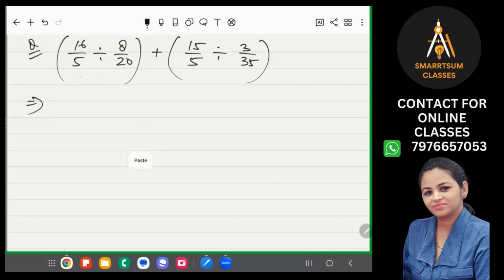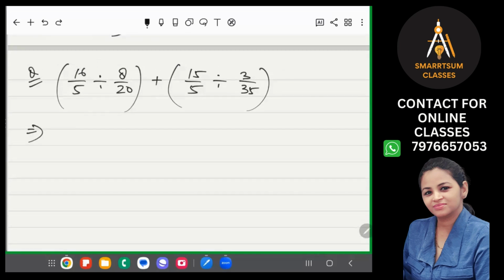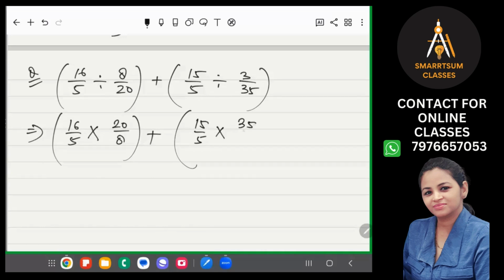As we have division here, we convert this division into multiplication, as I told you before, by taking the reciprocal of the other term. The reciprocal of 8 upon 20 is 20 by 8. Bracket close. Plus, similarly, 15 by 5 stays as it is, the division converts into multiplication, and we take the reciprocal of 3 by 35. It will become 35 by 3. Getting that? Now we will solve them separately.